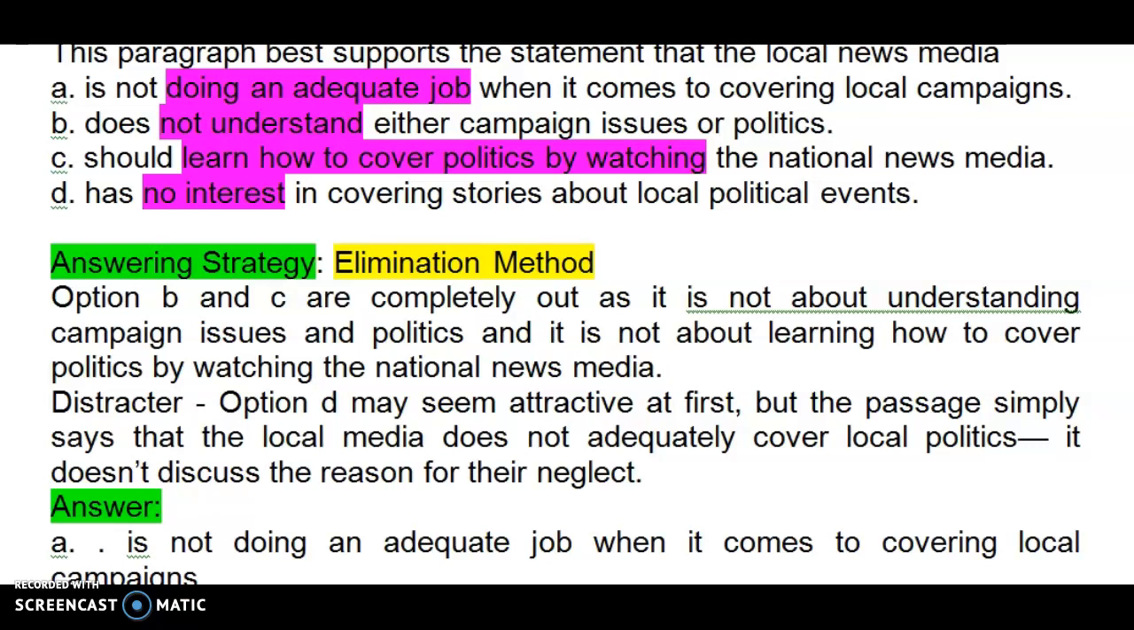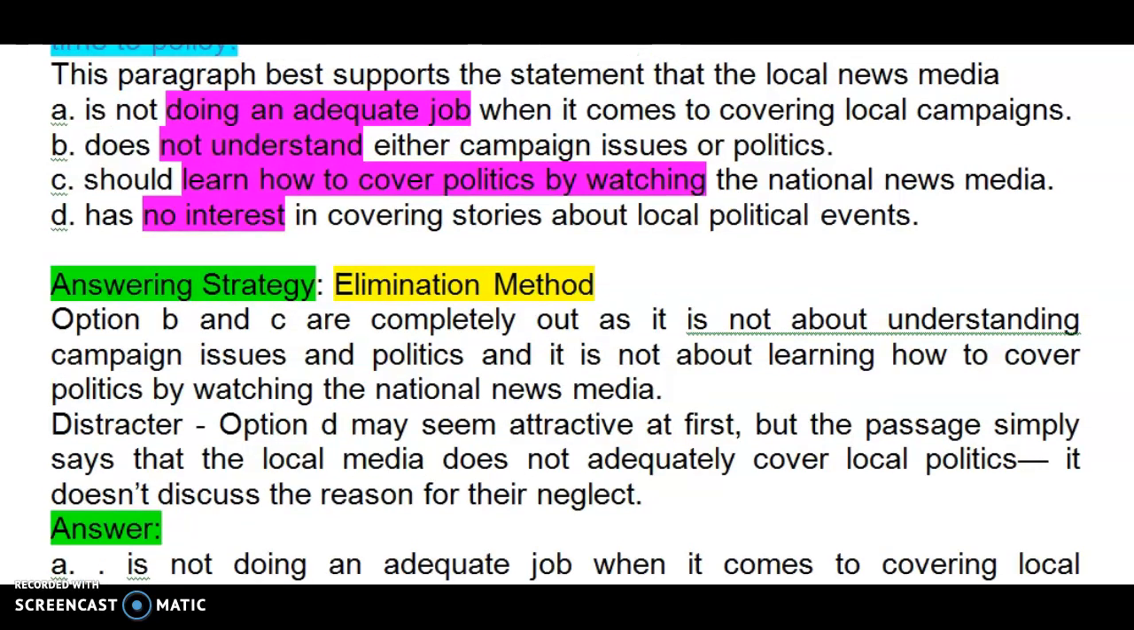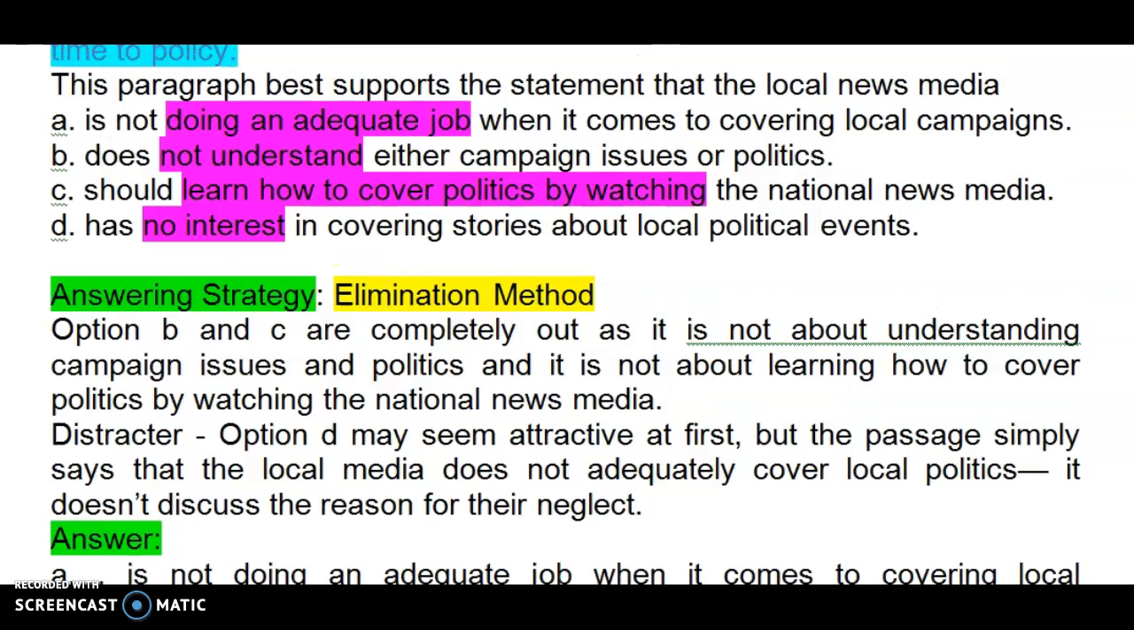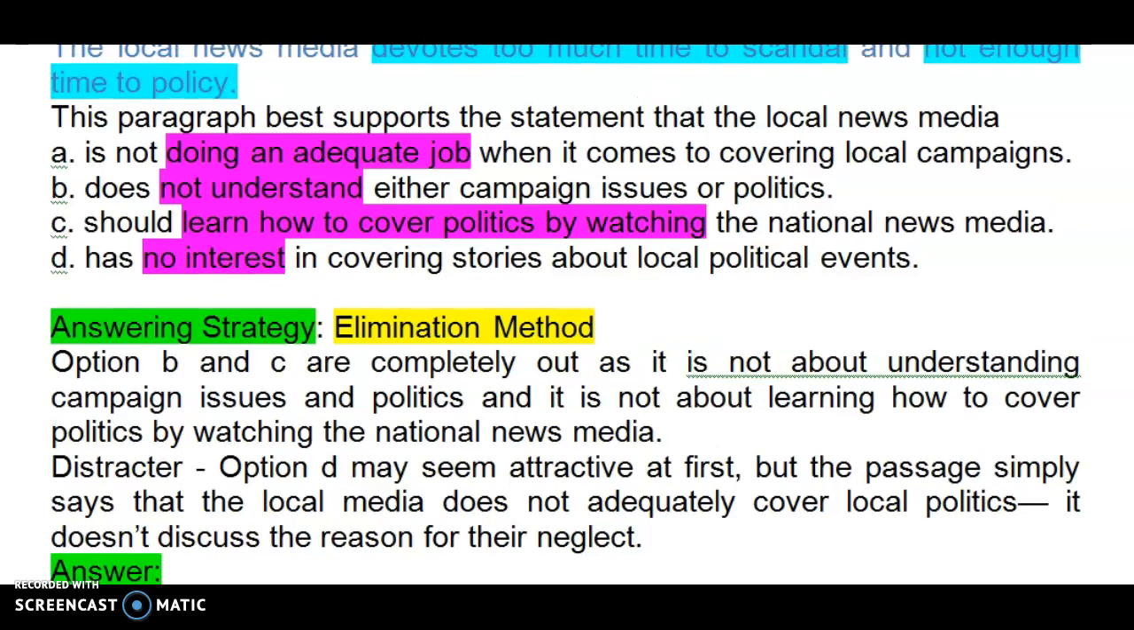Now let us look at the answering strategy that I have selected. It is the elimination method. The elimination method is when we look at every option and go back and read the passage and eliminate one by one and narrow down our options. Options B and C are completely out because the passage does not show any lack of understanding of the campaign issues and politics, and it's not about learning how to cover politics by watching national news media, which is definitely not mentioned either directly or indirectly.